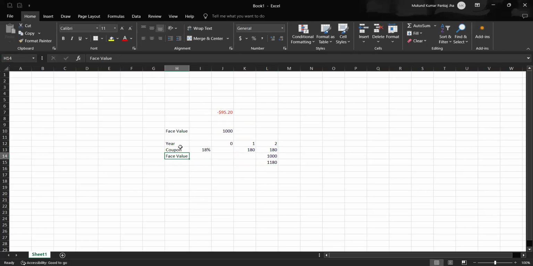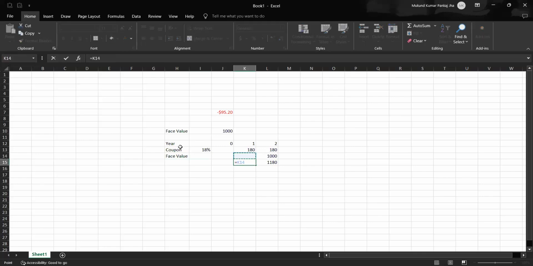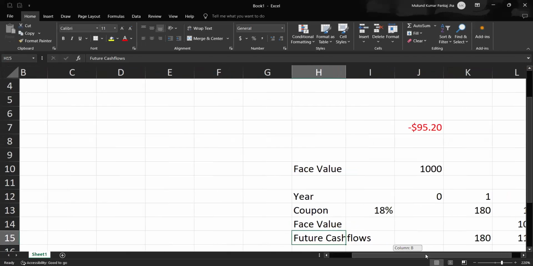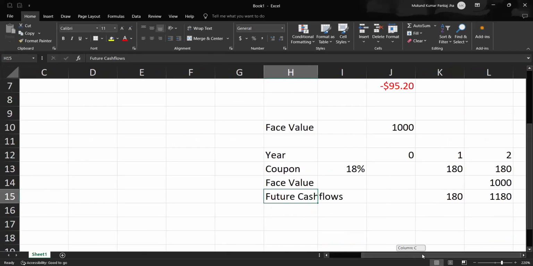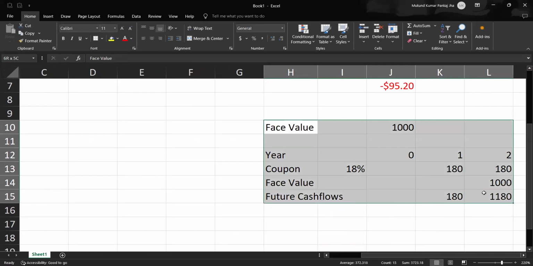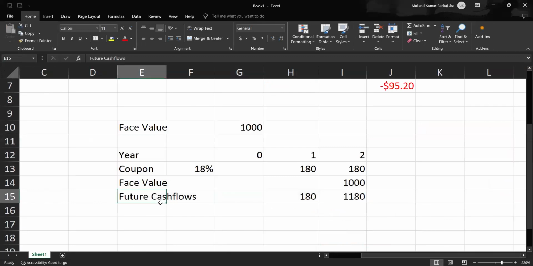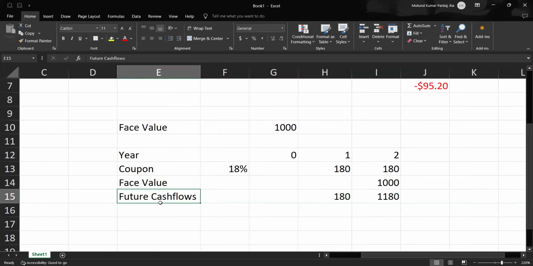Now, what is the cash flow for year 1? It's 180. So these are my cash flows, and more specifically, these are my future cash flows. Anyone has doubt in this part where these future cash flows are calculated? Where this is coming from? Everyone clear with this? These are my future cash flows.